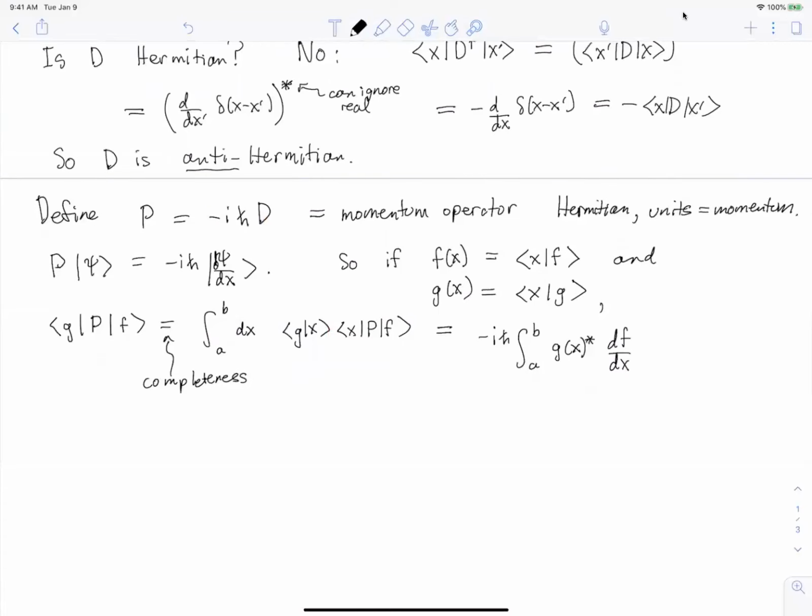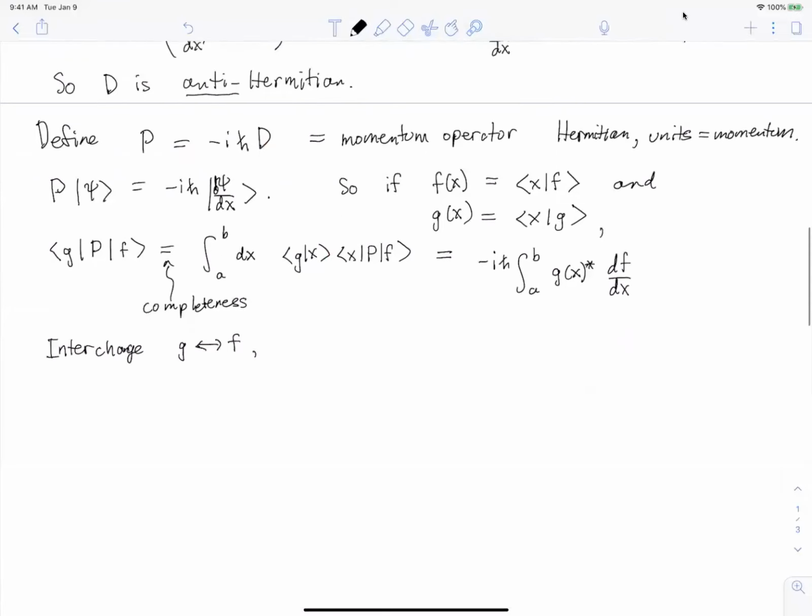Okay, so now we can interchange the roles of g and f. So interchange g goes to f. And we learn just by replacing g with f and f with g everywhere that ⟨f|P|g⟩ is equal to minus i h bar, integral from a to b, dx f of x star dg by dx.